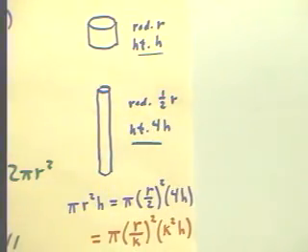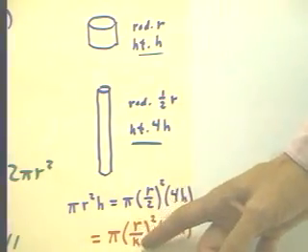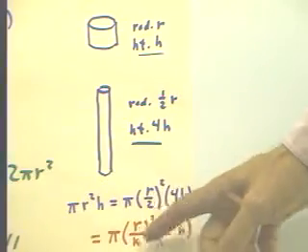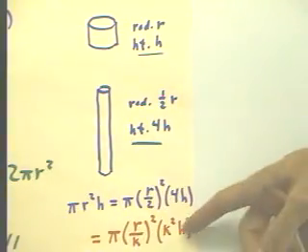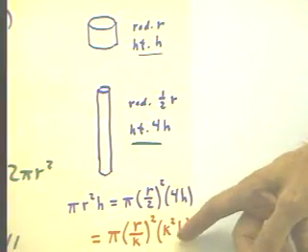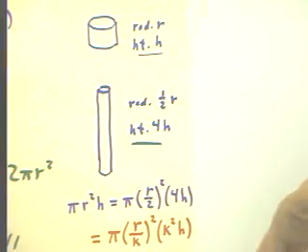In general, if we reduce r by a factor k so that r becomes r divided by k, then h had better become k squared h. The height had better become k squared times as great if the radius becomes k times less.